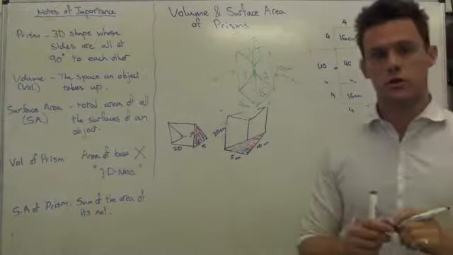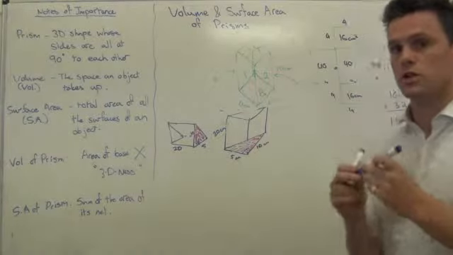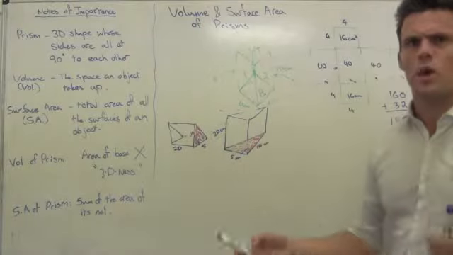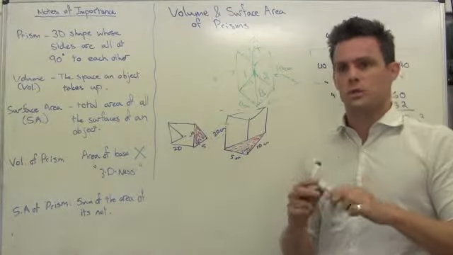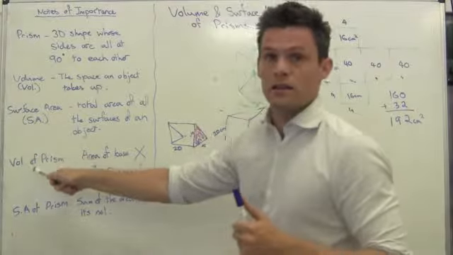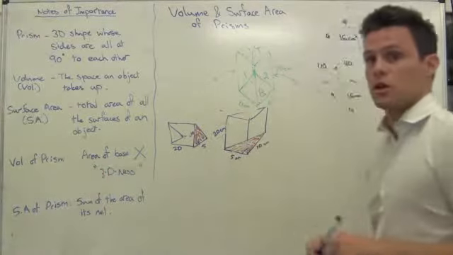Please don't forget your units. You're dealing with area. It must be units squared. It could be meters squared, or centimeters squared, or millimeters squared, or even square inches or square feet if you're dealing with imperial. But make sure you are dealing with the correct units. The volume is units cubed, surface area is units squared.